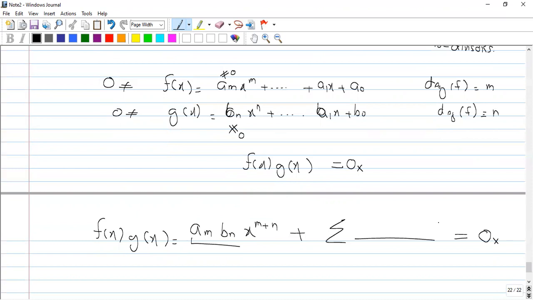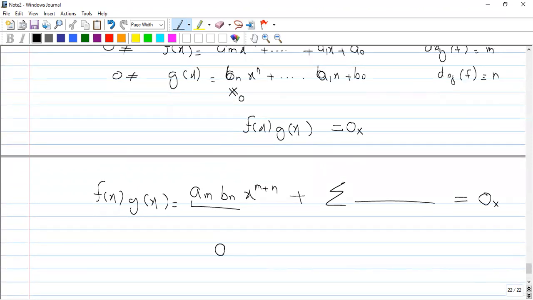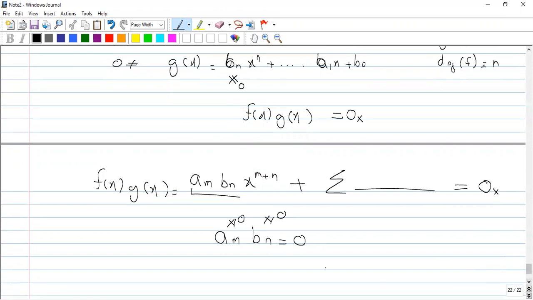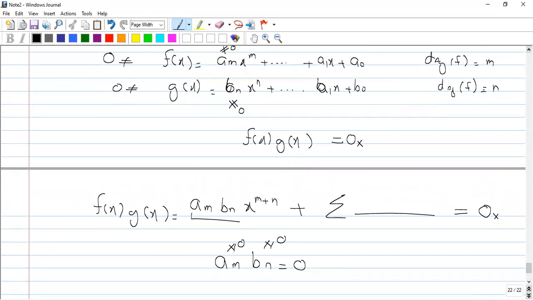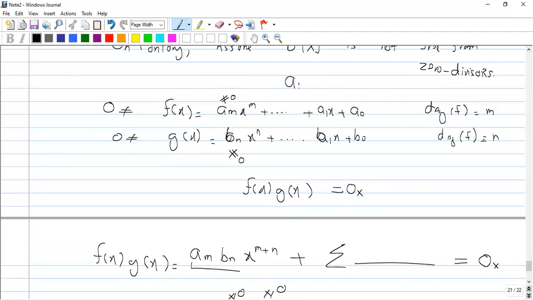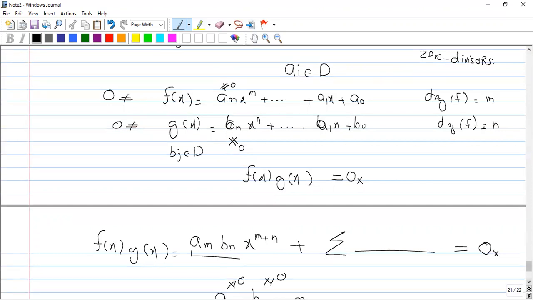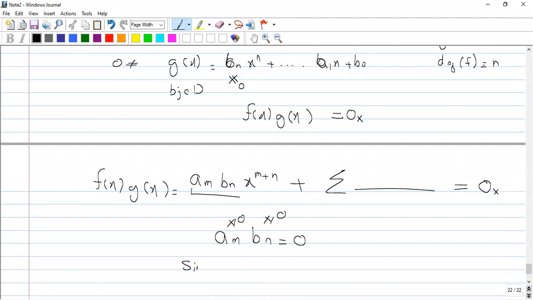It means that every coefficient of this polynomial is equal to zero, which implies that this thing is equal to zero. Now we know that this is equal to zero, this is equal to zero, and their product is equal to zero. Also, if this is a polynomial over D, remember that all the a_i belong to D and all the b_j also belong to D. So where is the contradiction? Since a_m is not zero, this is a contradiction.